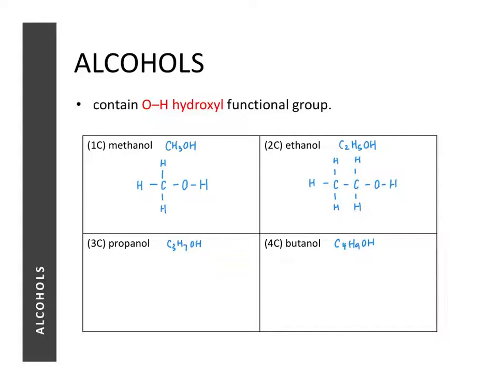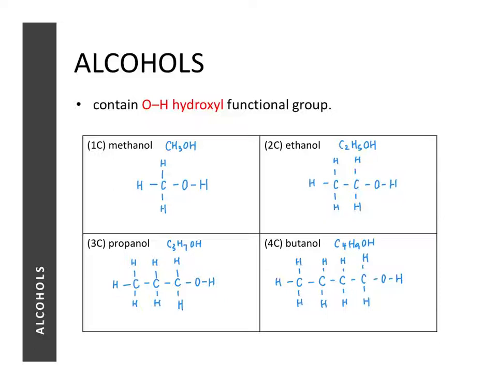Next, we're going to look at the structure of propanol. Propanol again has the OH functional group, and then it has three carbon atoms that are connected together, and we're going to fill in the rest of the bonds with hydrogens. Similarly for butanol, we have the OH functional group, we have four carbon atoms, and we are going to fill up the rest of the bonds with hydrogens. So these are the first four members of the alcohol family with the structure of each molecule.